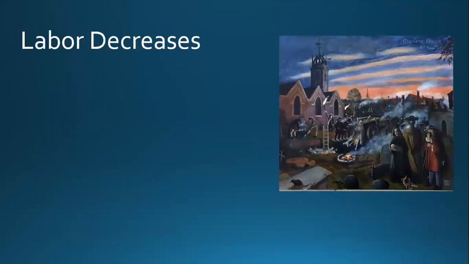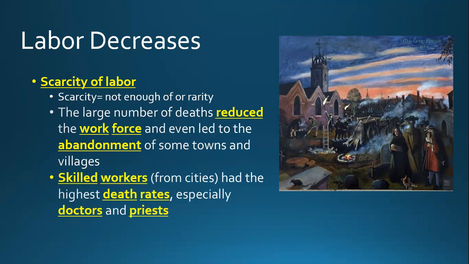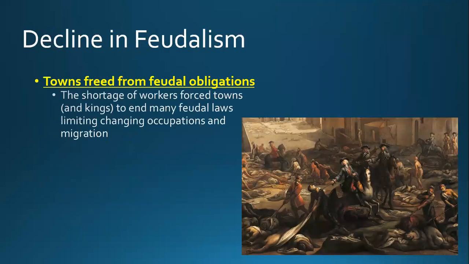All right. Now, with all these people that are dying, we're going to see a lot of decreases in the labor force that is available. So the workforces drop down. We're going to see towns and villages being abandoned because there's nobody left alive in some cases, or there's so few people that they need to just move and get out of there. Skilled workers had high death rates, especially doctors and priests, because they were the ones interacting with the sick people. All right. Feudalism is going to start to shrink because of this.